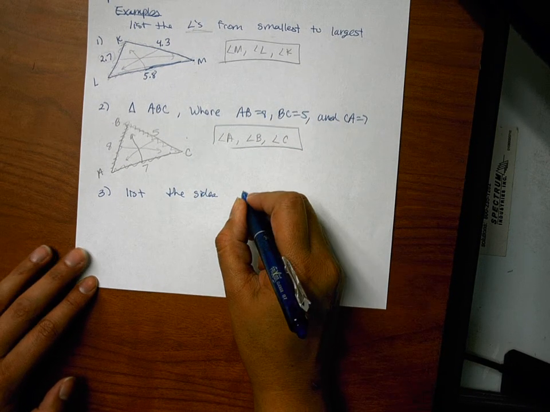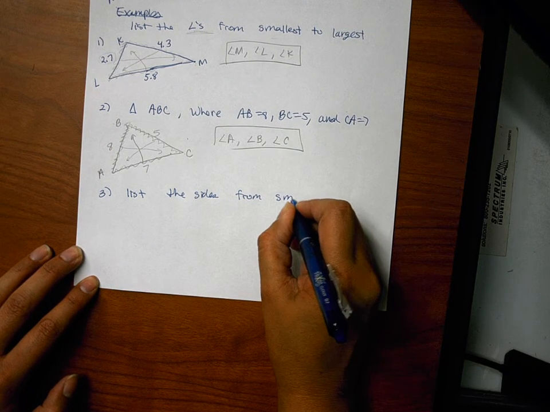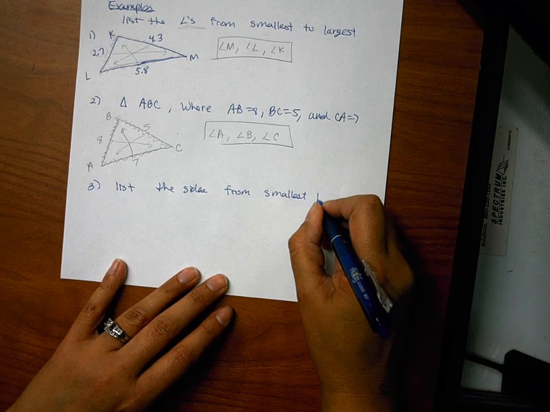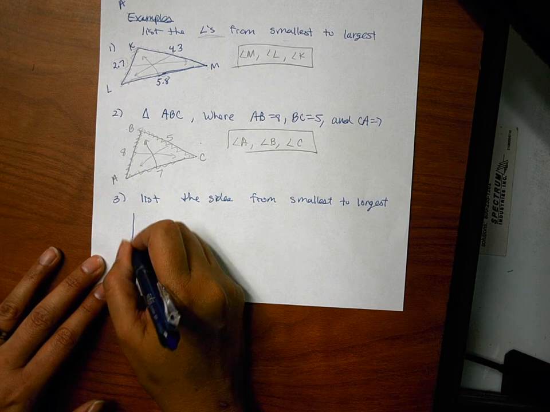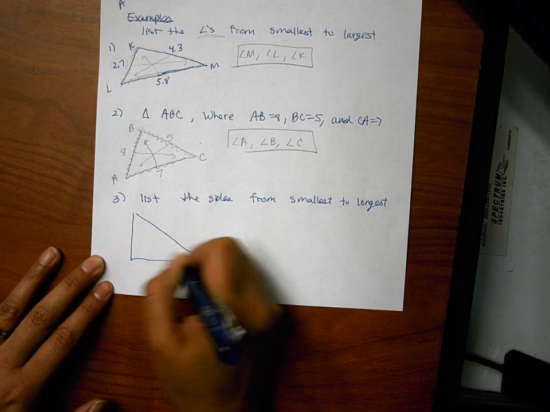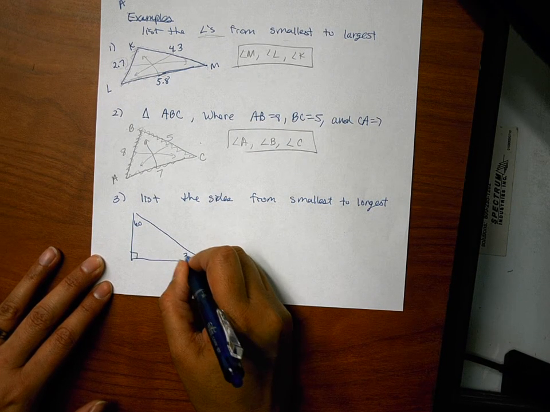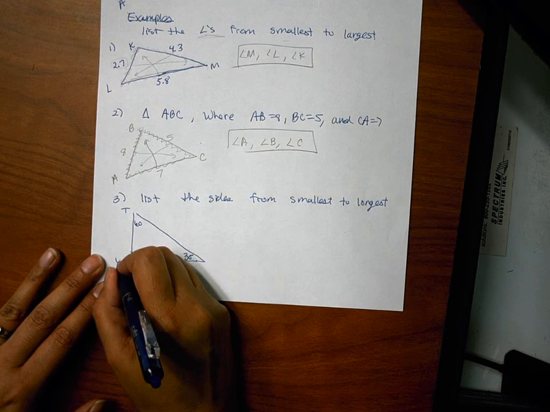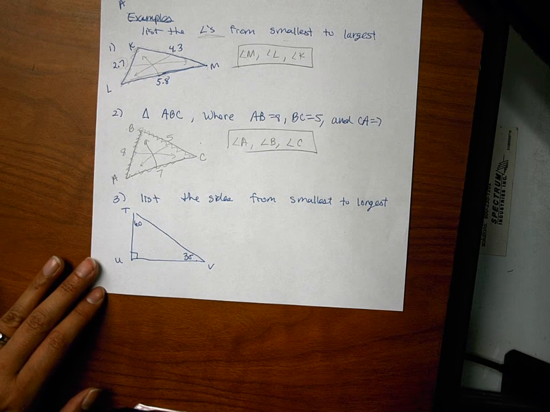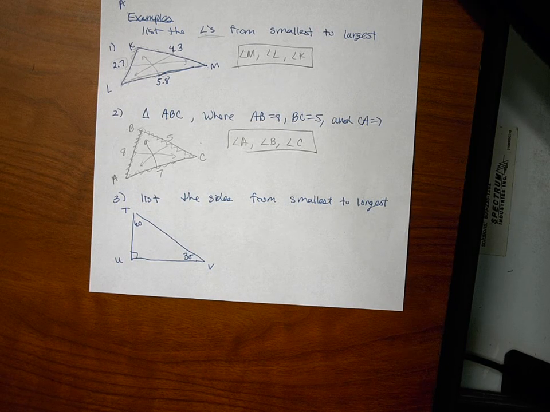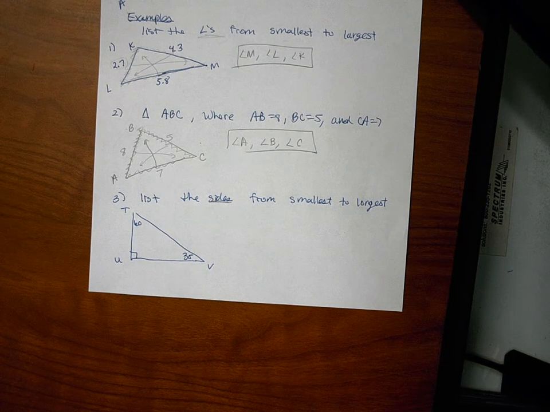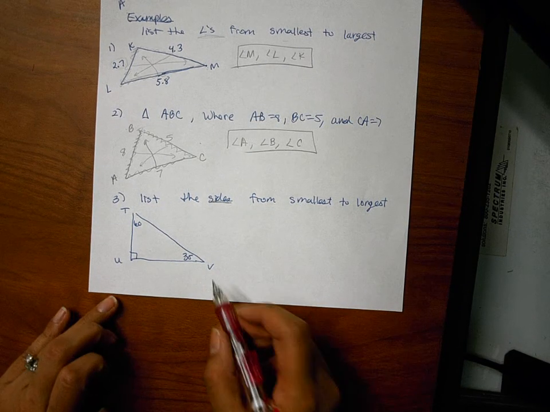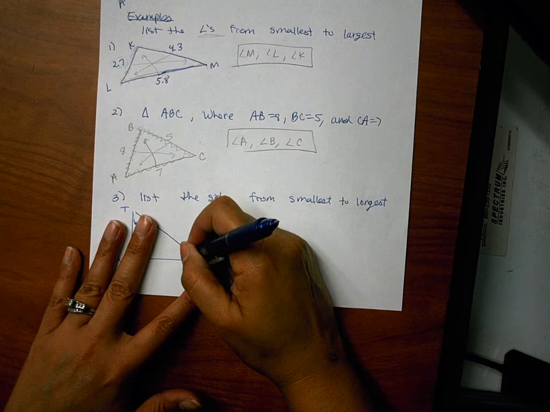Number 3, list the sides from smallest to longest. Okay. This is 60, this is 30, and I'm going to call this triangle TUV. Alright, so this time I'm listing the sides, not the angles, from smallest to largest. Now if you notice, I didn't give you any side measures, I only gave you angle measures.